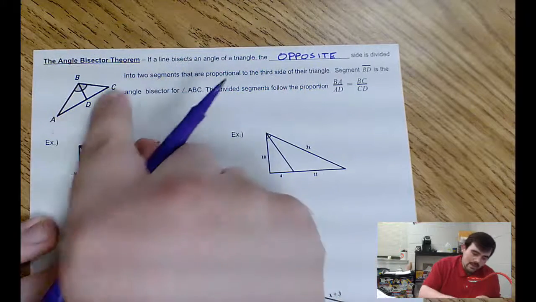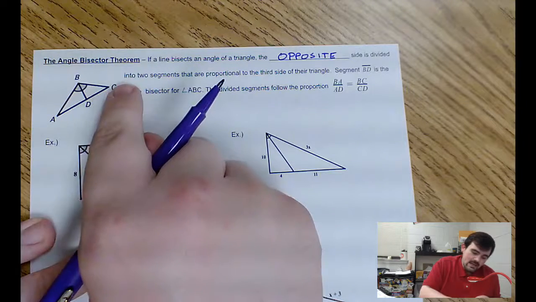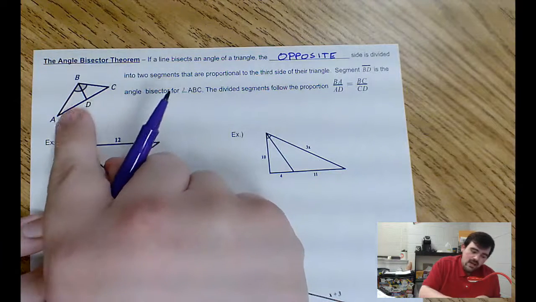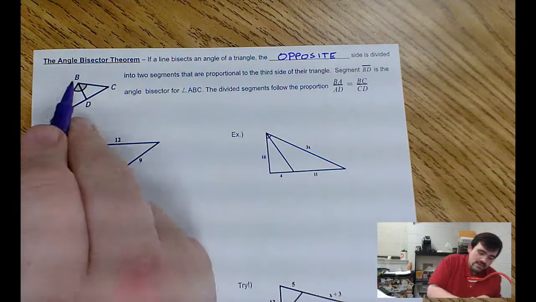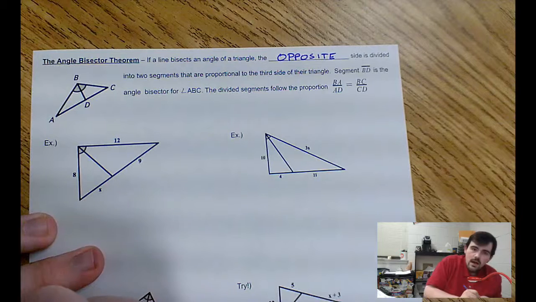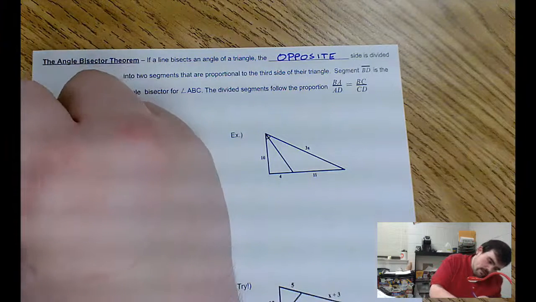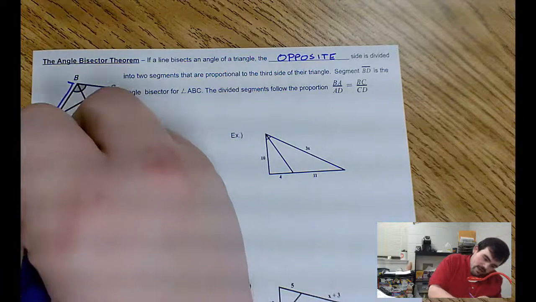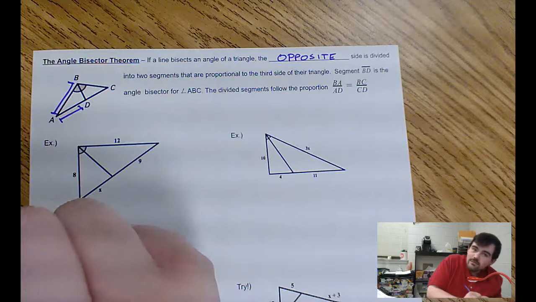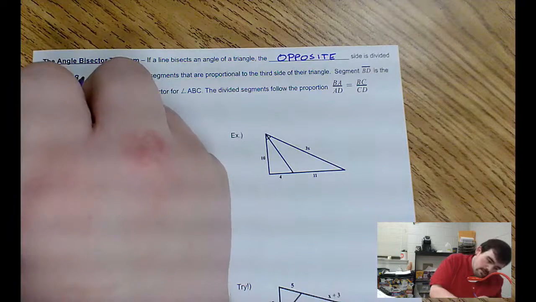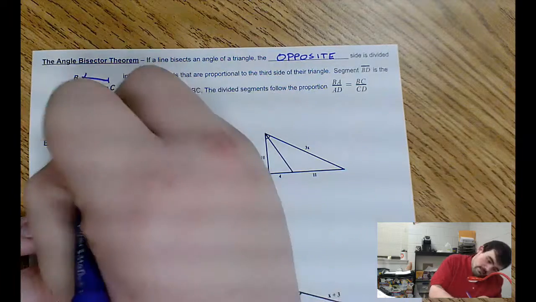So this long side across the bottom is divided into AD and CD. The lengths, how much each gets, is proportional to this side of the triangle. So here's the proportion. BA divided by AD will always equal, if we have an angle bisector, BC over CD.